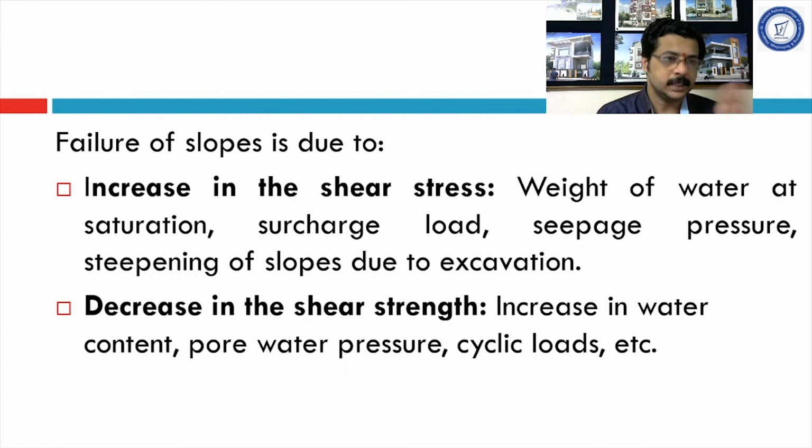Thus, from this slide what we have understood is there are only two important causes for failure of slope. One is increase in the shear stress and second is decrease in the shear strength. And under these two heads there are multiple reasons which help these two things to happen. I hope you have understood these two factors, that is increase in the shear stress and decrease in the shear strength, which are responsible for the failure of the slope.